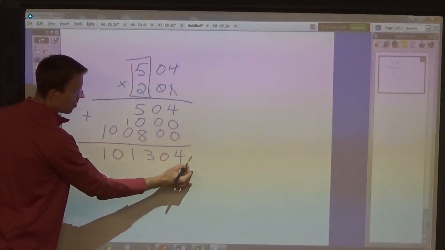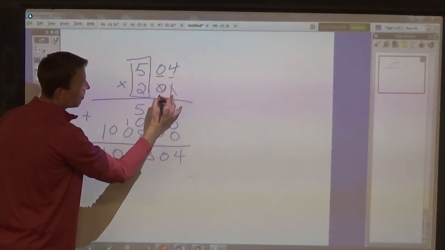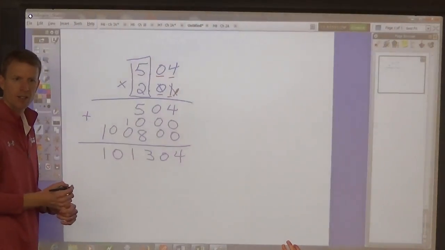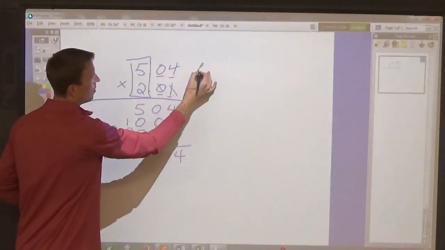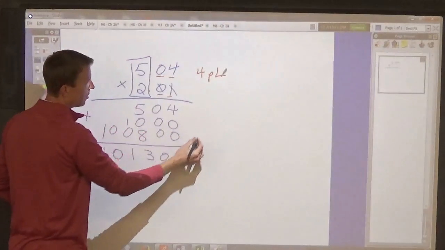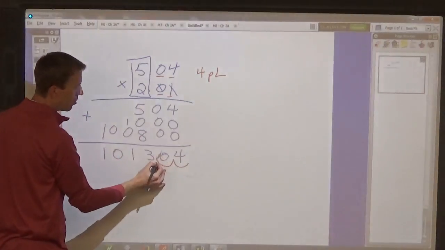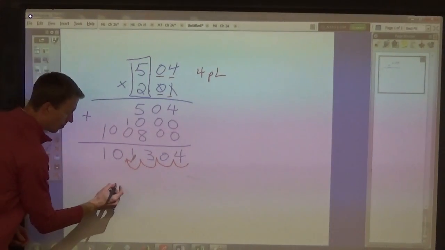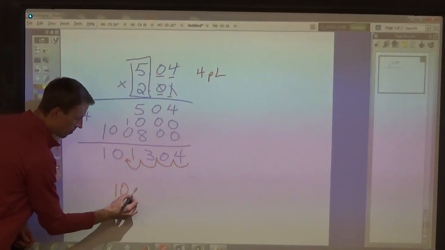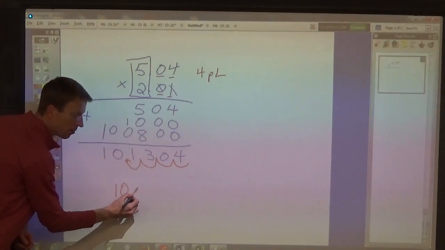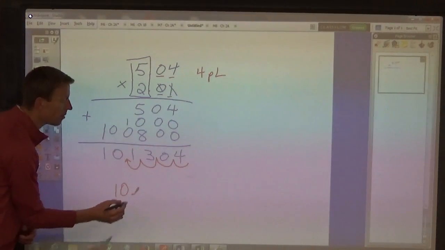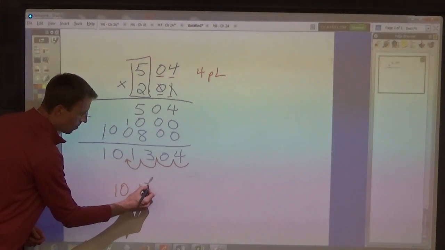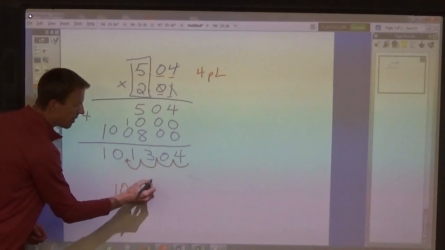So, now we can count the places. How many total places are there? Jack? 4. 4 places. So we start at the right and go 1, 2, 3, 4. What is the answer, Matt? 10, what do you say, decimal point? 10 and point... wait, let's just write the digits first.